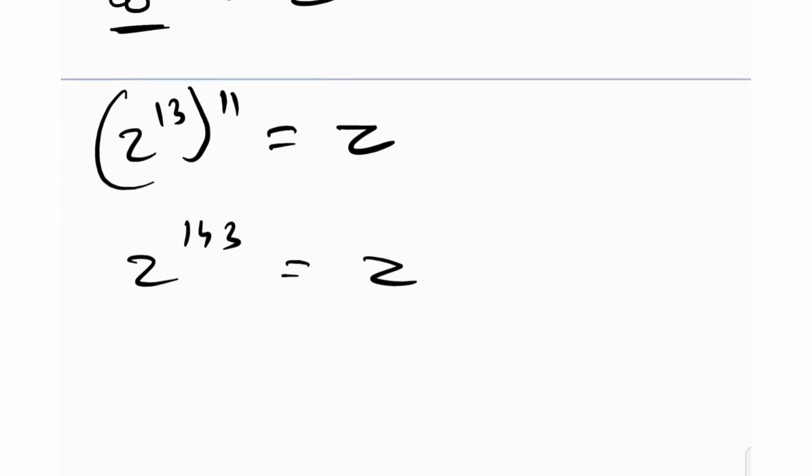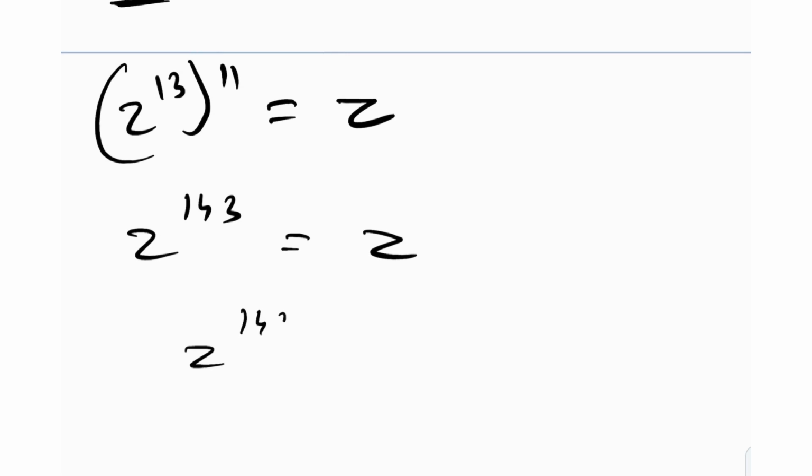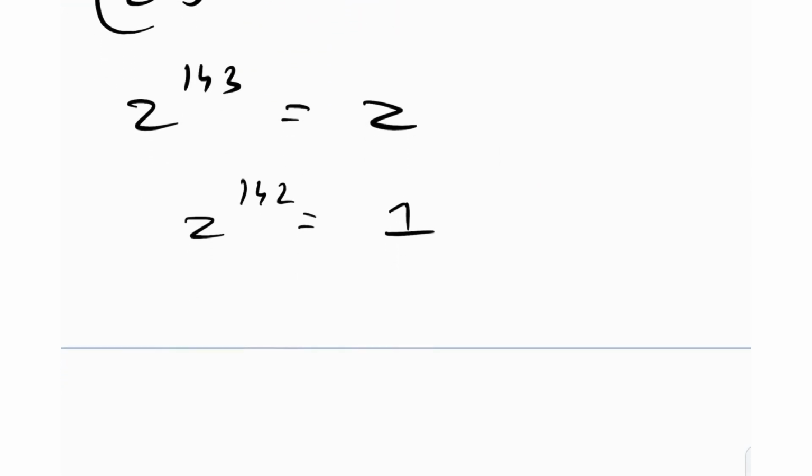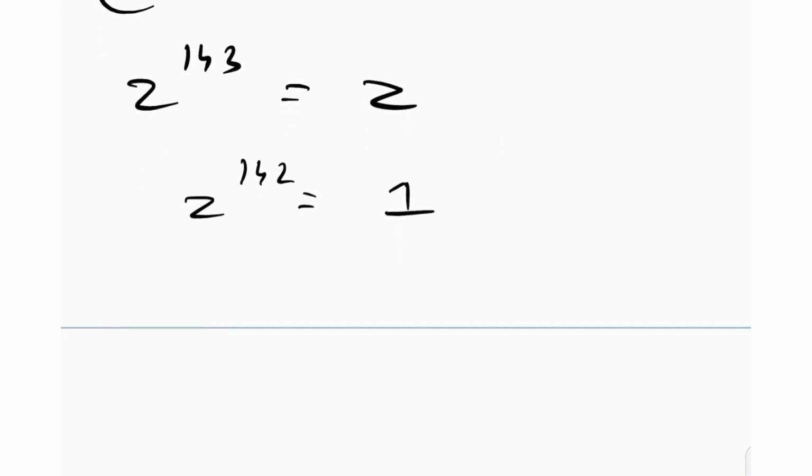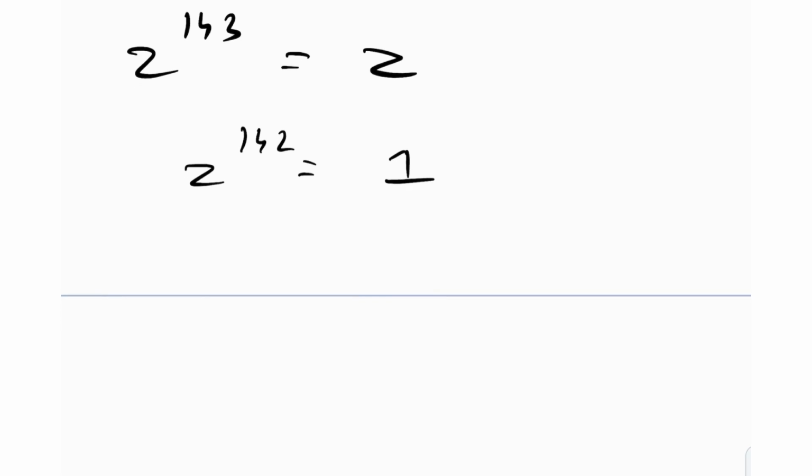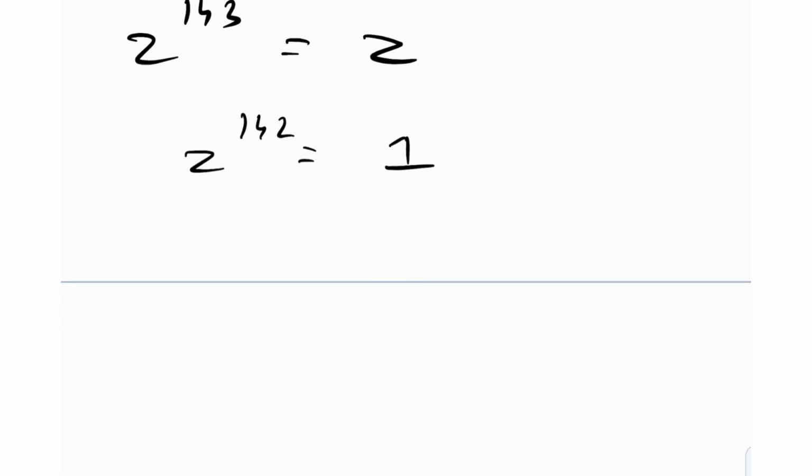Since z is non-zero, dividing by z on both sides, I get z raised to the power 142 is equal to 1. This is quite fascinating, and it's clear that we are considering 142 roots of unity. One of them will obviously be z equal to 1, which is the real root of unity, and there'll be 141 other complex roots of unity, which is very fascinating. Quite a big number of them.